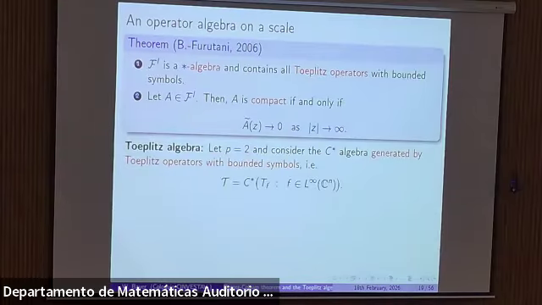So now the Toeplitz algebra comes into play. If p equals 2, we can consider Toeplitz operators with symbols in L infinity. So these are bounded operators, and typically, if you take two Toeplitz operators and look at the product, then, different from maybe a pseudo-differential operator, that's not a Toeplitz operator anymore. So you can look at the C-star algebra which is generated by these Toeplitz operators with bounded symbols, and that's T. That's the Toeplitz algebra. And the question is, what is that?